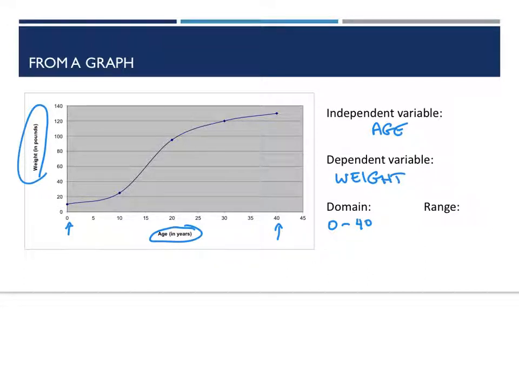The range is the y values. Now you want to go from lowest to highest, so you want to look at the graph from bottom to top. The lowest y value that got graphed looks to be about 10. The highest that the graph reached was about 130. And again, we touched every y value in between because we have graphed it with a solid line.